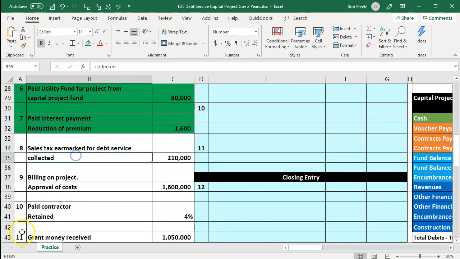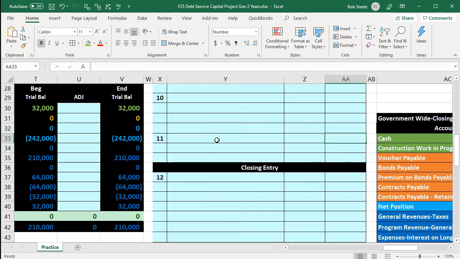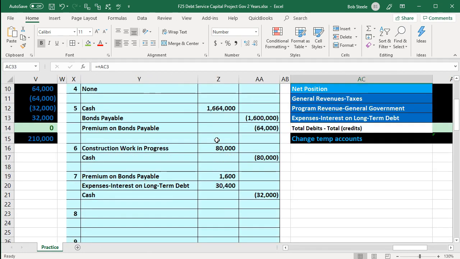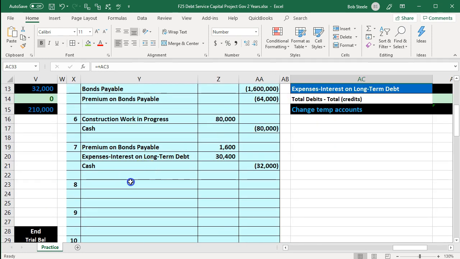So now we're on number 8. Number 8 says that we have sales tax earmarked for the debt service collected. So we got tax revenue that's been collected. It's going to be earmarked for the debt service. So let's see what's going to happen first to the government-wide activity on the collections. We're going to scroll over to the government-wide activity first. That's going to be in column Y, and we're going to be down in number 8.